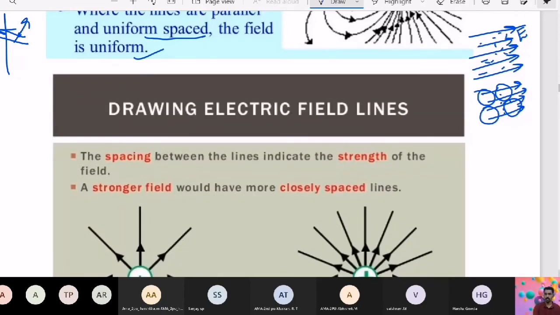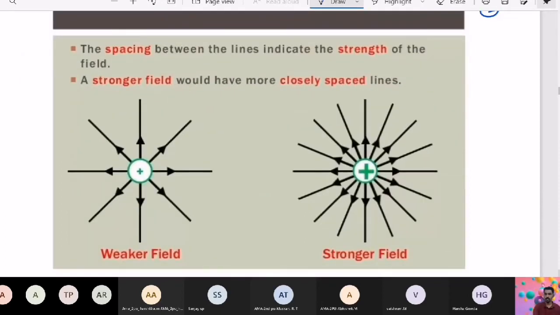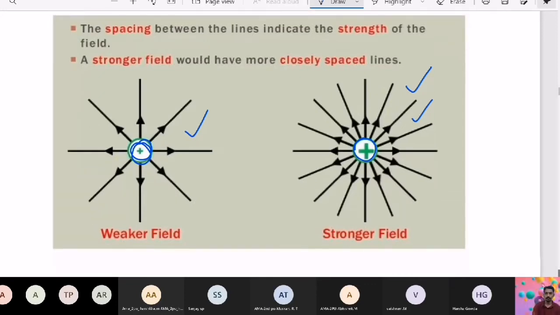And I will show you all the possible directions. One is for positive charge, how it looks. And here is a weaker field, so the strength is less because the charge magnitude is less. Here the strength is more because the charge magnitude is more. This is the difference between field lines when the charge magnitudes are compared. So the greater the charge magnitude, the greater the field, and the more the number of field lines.